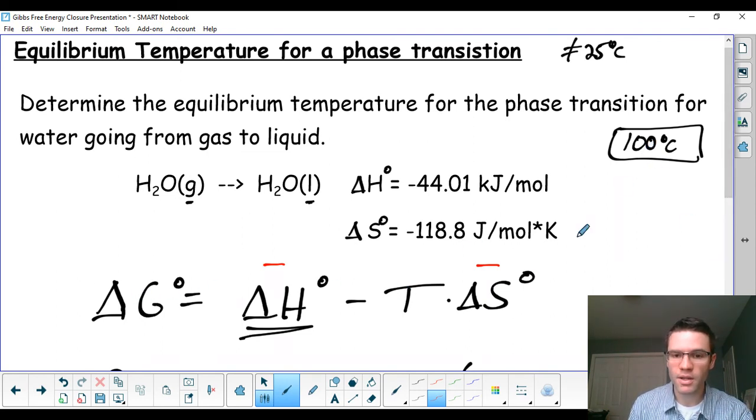Well, the temperature at 100 degrees Celsius, this is our equilibrium. We can have water in liquid state and gas state at 100 degrees Celsius. They both can coexist there. That's your equilibrium position for it.